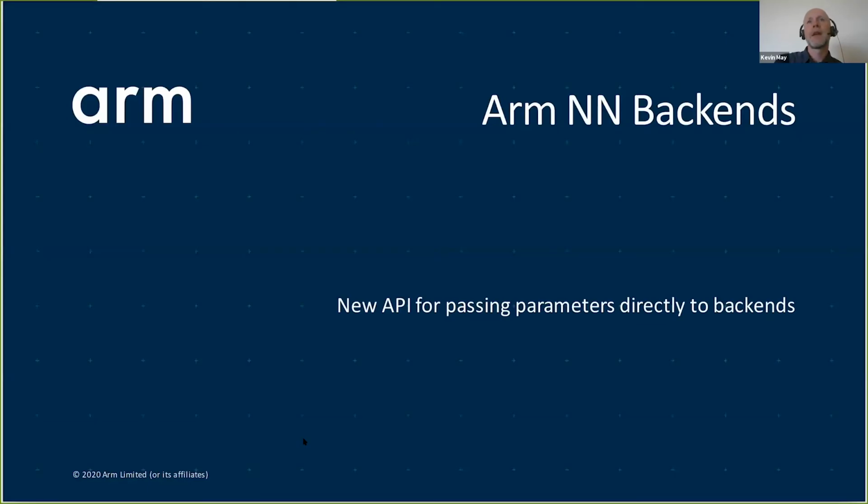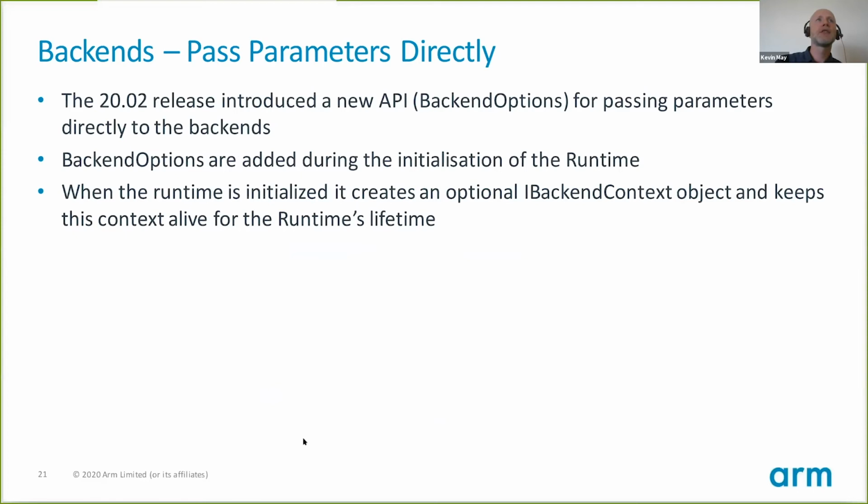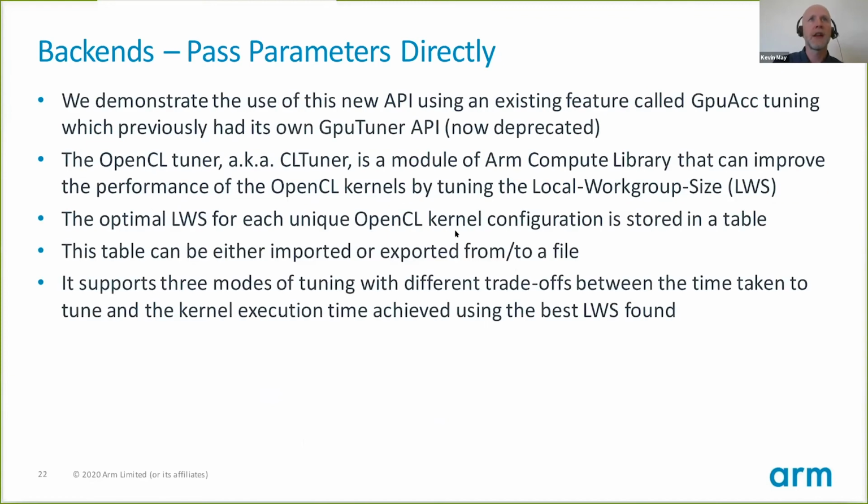Okay, this is the second backend feature. So in the 20.02 release, we introduced a new API, backend options, for passing parameters directly to the backends. And the backend options are added during the initialization of the runtime. So if you recall, in the PyArmNN example, we had creation options that we added when we initialized the runtime. Well, the backend options are a member of those creation options. You'll see that now in a minute.